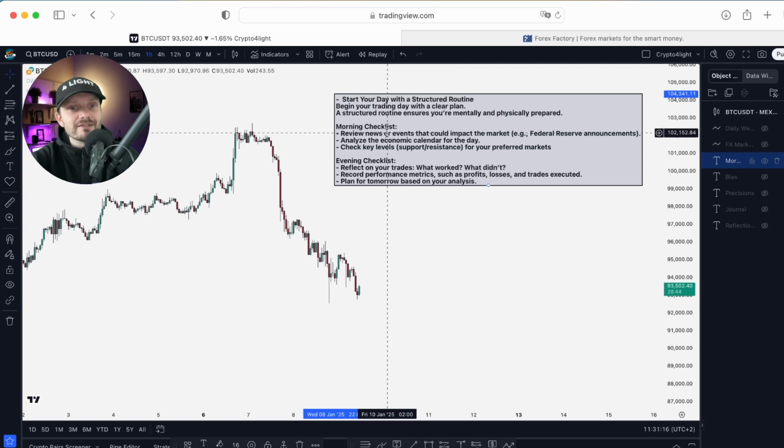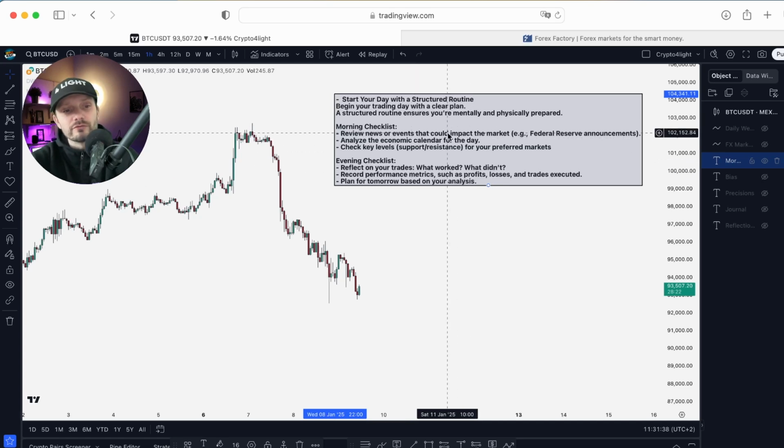You can create your checklist. I just added 3 points, but there can be more or less. It can be a morning checklist and an evening checklist. In the morning checklist, you just review the news or events that could impact the market for today, only for today. So we focus only on today.